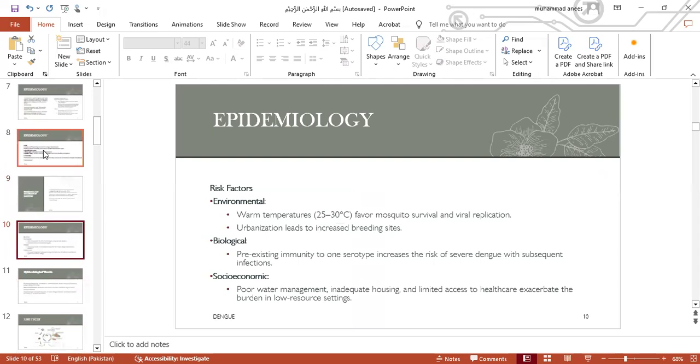Moving on to the risk factors, there are certain environmental, biological, and socioeconomic risk factors for developing dengue. Environmental factors include warm temperatures like 25 to 30 degrees Celsius, which favor mosquito survival and viral replication, and urbanization and deforestation, which lead to increased breeding sites. Biological factors: pre-existing immunity to one serotype increases the risk of severe dengue with subsequent infections. Socioeconomic factors: poor water management, inadequate housing, and limited access to healthcare exacerbate the burden in low resource settings like Pakistan.